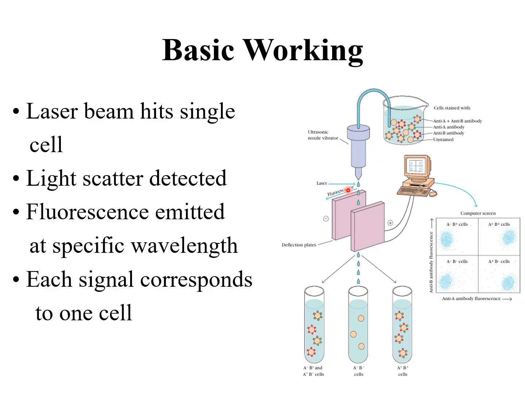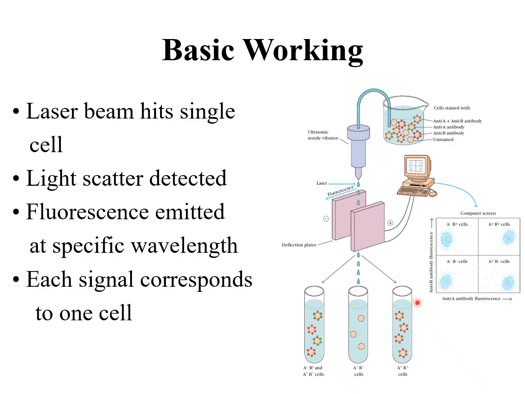When the laser light falls on this cell, the fluorescent dye absorbs the light and emits light of a higher wavelength, which is detected by the detection system. When these cells move through this electrical field, based on the fluorescence which is received by the detector, the cells are deflected into different containers.